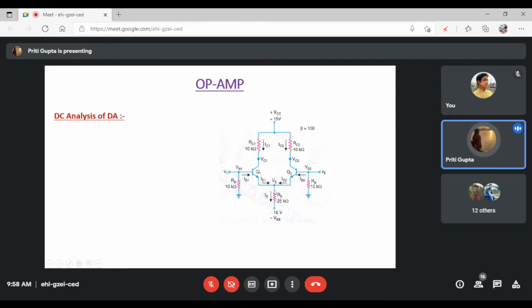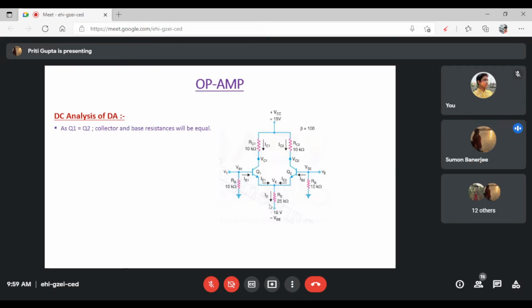Now VE, as I told you, the emitter resistances of 1 and 2 in both transistors are connected together. So in the next line you can write VE1 is equal to VE2 is equal to minus 0.7 volt. Keep this one inside a box.